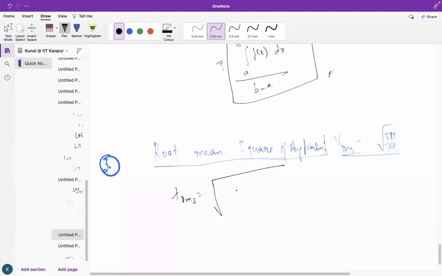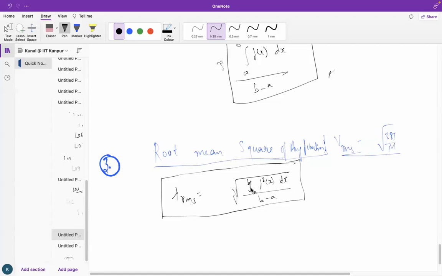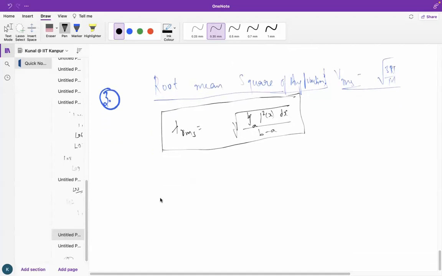Let me write it in a straight way. It will be something like a root under which we are integrating from a to b, f square x dx, divided by b minus a. So this is actually the formula of root mean square. So if you have to find it anywhere for sin x, let's see here. Let me take an example here.